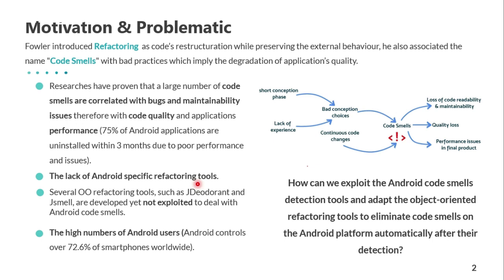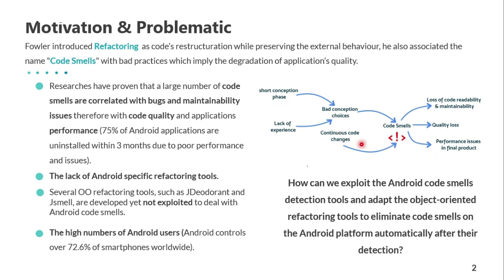We found out that several Android-specific code smell detection tools have emerged in recent years, such as Paprika and iDoctor. However, the refactoring of these smells is carried out manually in most cases. On the other side, several object-oriented refactoring tools such as JDeodorant and JSmell are developed yet not exploited to deal with the Android code smells. It's interesting as well to mention the fact that the latest statistics done by the StatCounter website declare that Android controls over 72.6% of smartphones worldwide.